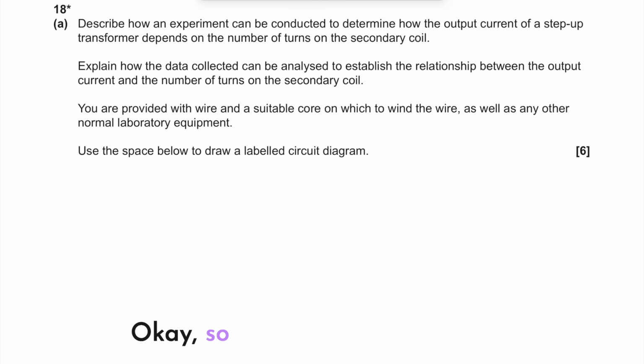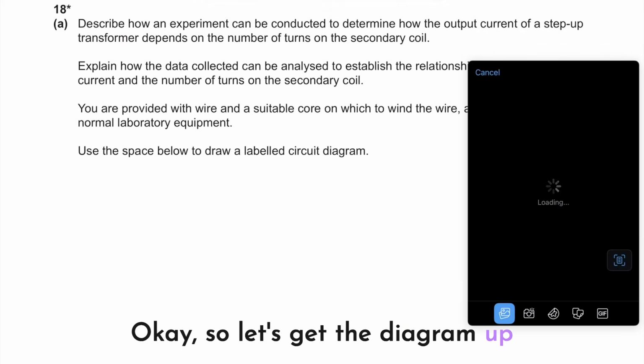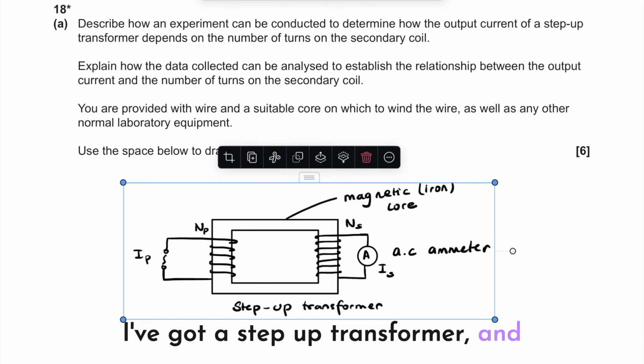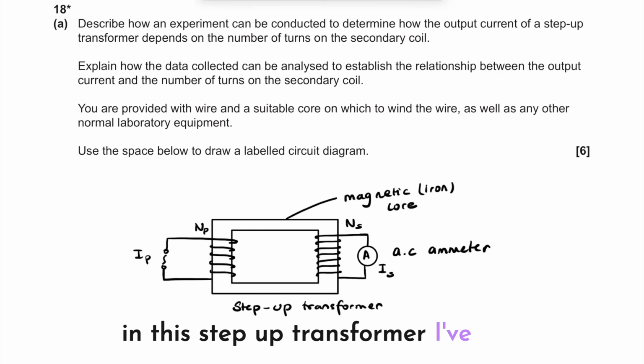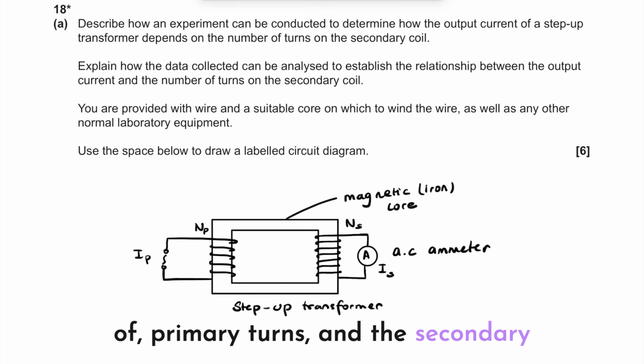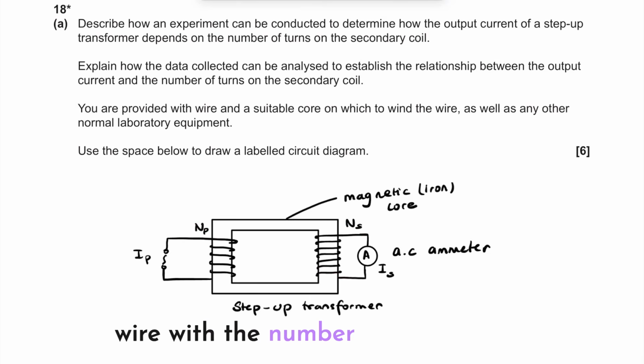Use the space below to draw a labeled circuit diagram. Okay, so let's get the diagram up. I've got a step-up transformer, and in this step-up transformer, I've got the input current IP with the number of primary turns, and the secondary wire with the number of turns as NS and the current being IS.